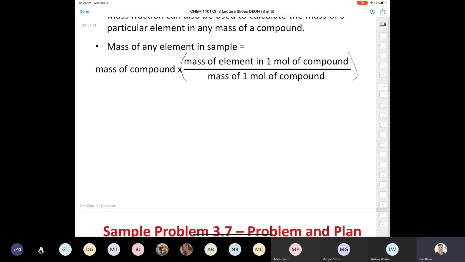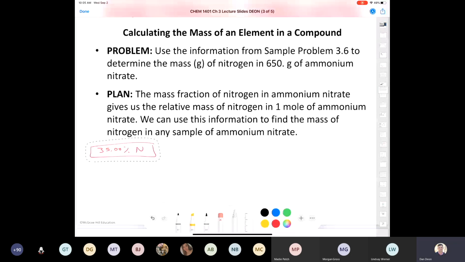Boom! All right. So we figured out in the last problem that the mass percentage of nitrogen in ammonium nitrate, remember ammonium nitrate was NH4NO3, and it says, what's the mass of nitrogen going to be if I have 650 grams of ammonium nitrate? Well, what's the fraction out of 1? If I have 35%, it's 0.35, right?